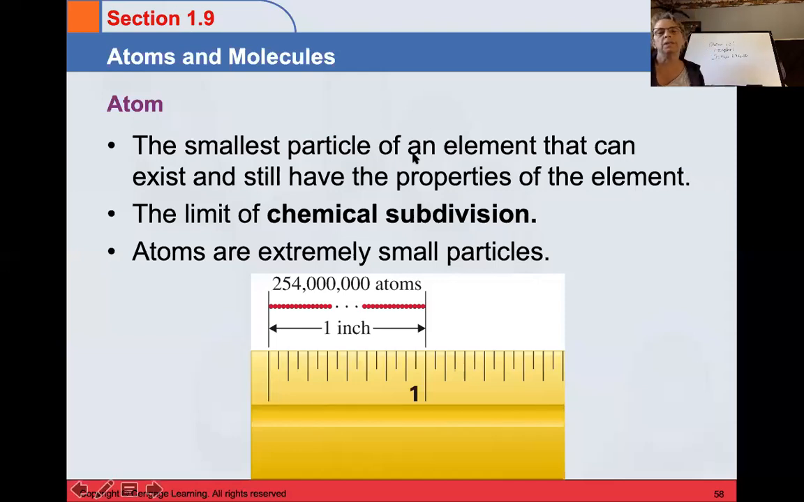An atom is the smallest particle of an element that can exist and still have the properties of the element. So it's basically the limit of chemical subdivision. You can physically divide things into smaller and smaller pieces, but when you get to the limit of chemical subdivision, the atom is the smallest thing that you can have. Atoms are extremely small. You can fit 254 million of them into 1 inch.